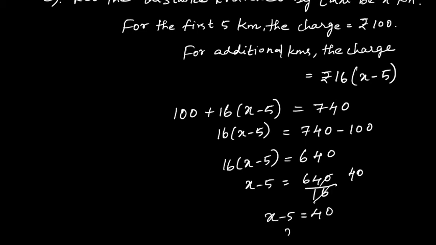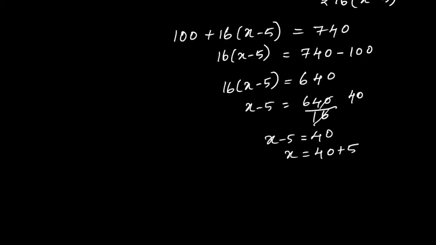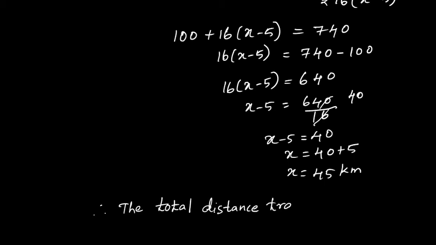So from this, what is the x value? 40 plus 5. So x is equal to 45 kilometers. So therefore the total distance travelled is 45 kilometers.